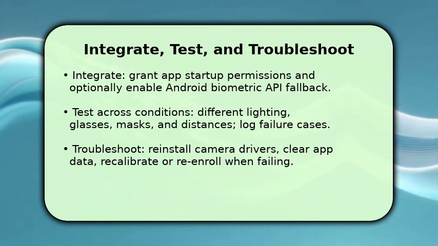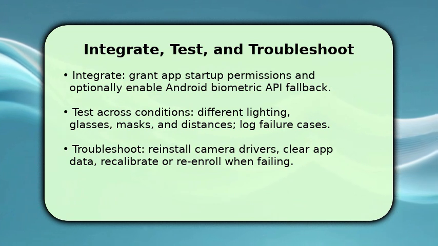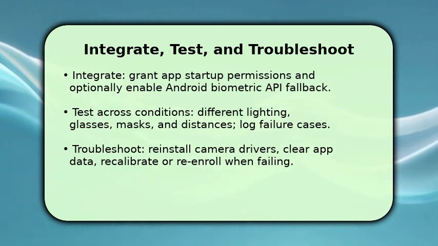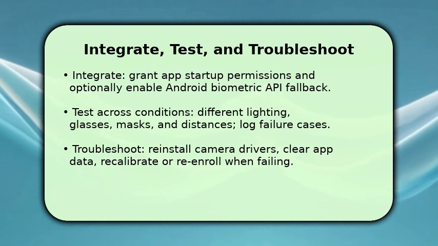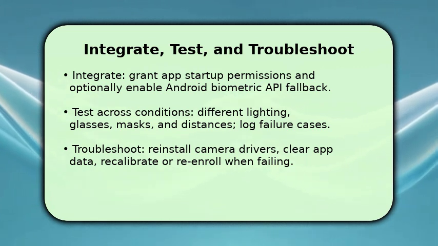When things go wrong, clear the app cache, reinstall or update the app, recalibrate camera settings, or re-enroll the user template. Re-enrollment often fixes persistent false rejects. If you see spoof attempts, increase liveness.